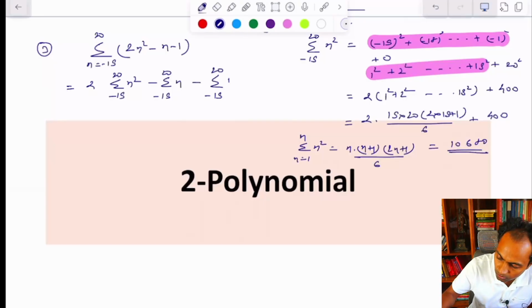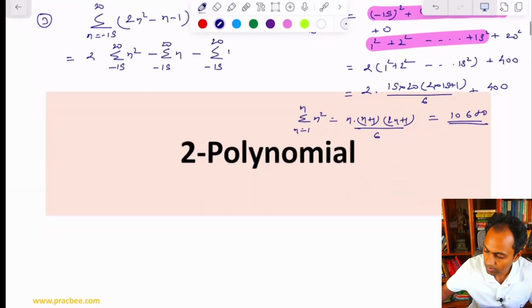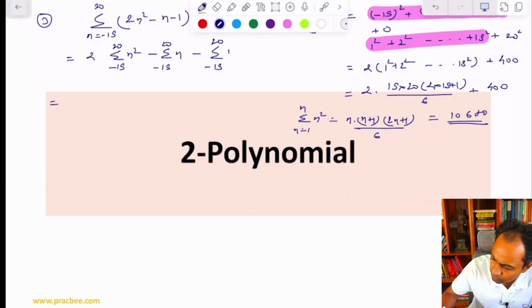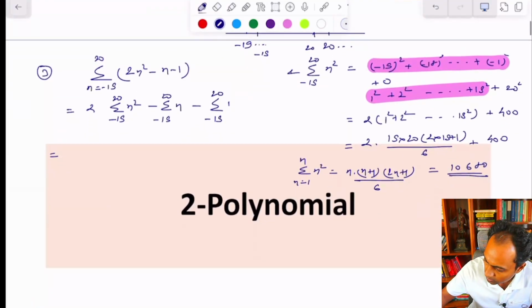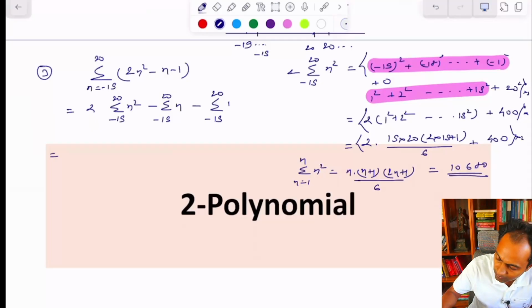Now if I figure out the value of the other part that is given to me, that is the summation of n, this can be figured out directly here. So let us substitute. After multiplication, I have given this value for 2n square, so let us multiply by 2 also. So if I write this value, this is 10,680.